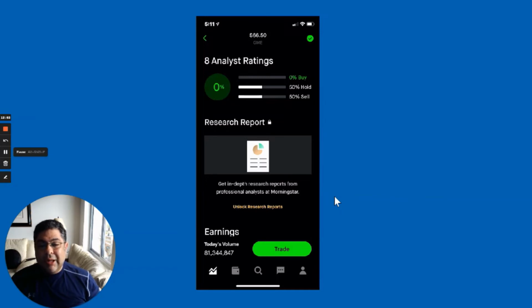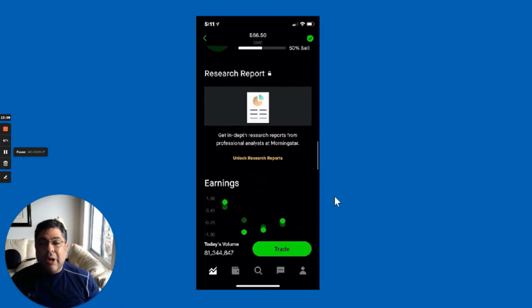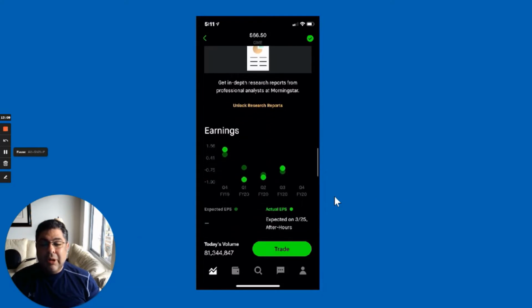And I also have an account with Charles Schwab, and they also provide research reports. That's why for Robinhood I have the research reports unlocked. But if you want to have an idea of why analysts are recommending, and most importantly, to look at the target price, right?